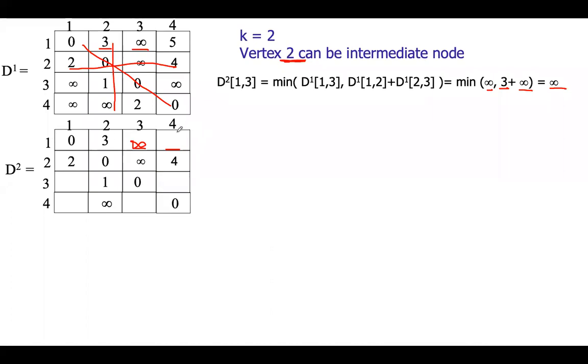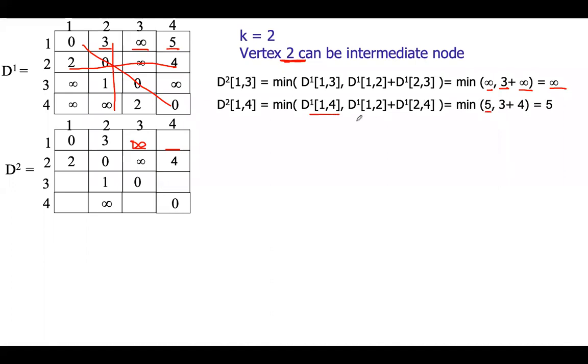D2 of 1 to 4 will be equal to the previous 1 to 4 value, that is D1 of 1 to 4, which is nothing but 5, and D1 of, we are going through intermediate vertex 2, 1 to 2 and 2 to 4. 1 to 2 is 3, 2 to 4 is 4. So this is 7, this is 5. Minimum of 5 and 7 is 5 itself. So this distance will be 5.